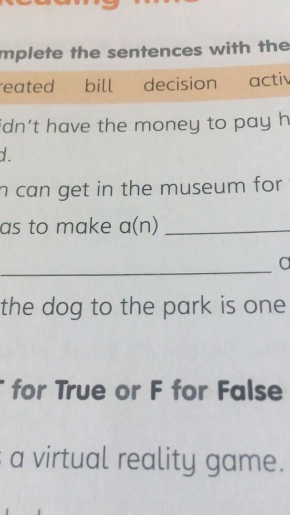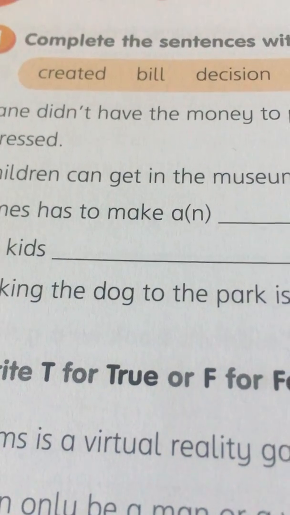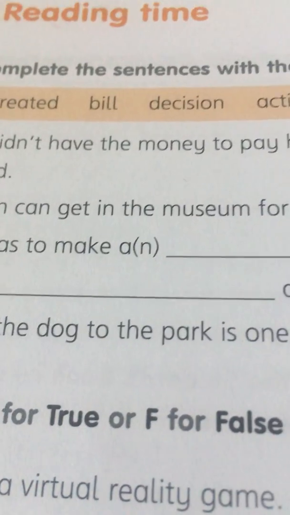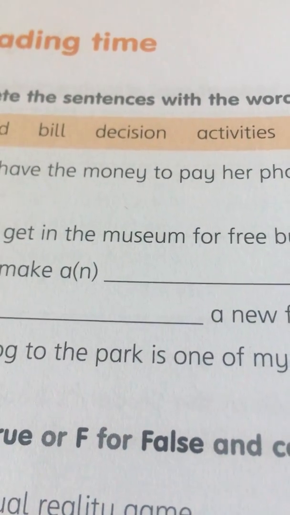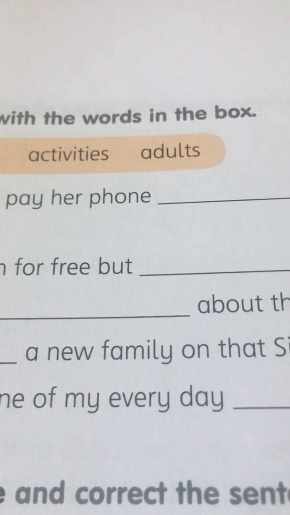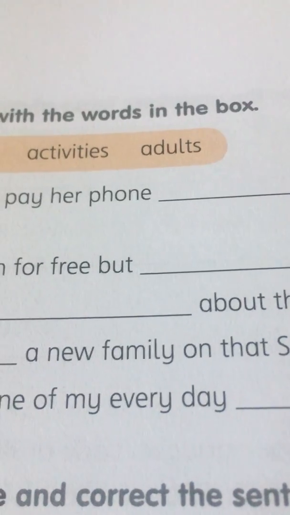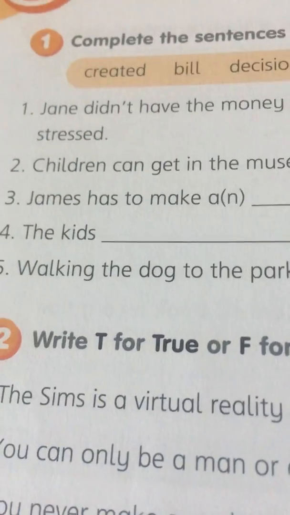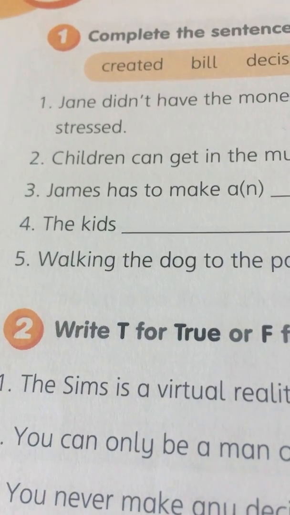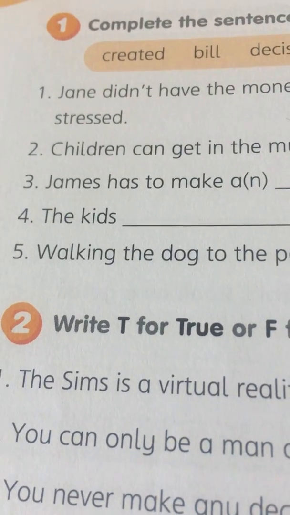At the top are some new words: created, bill, decision, activities, and adults. We're going to use these for the next 5 sentences. I will help you get started.